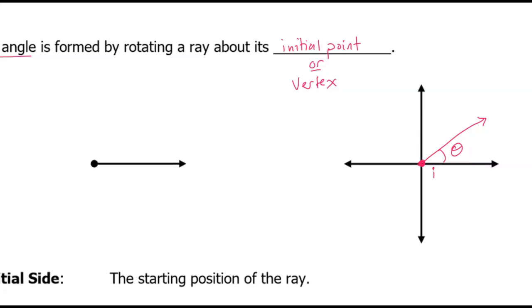Now this down here is our initial side. It's where the angle started. And where the angle ends, where the ray ended up, is called our terminal side. Terminal meaning end. And the point where the two rays meet is our vertex.